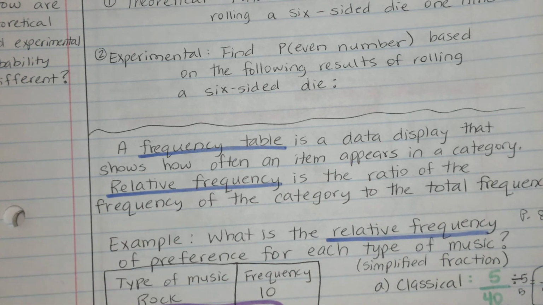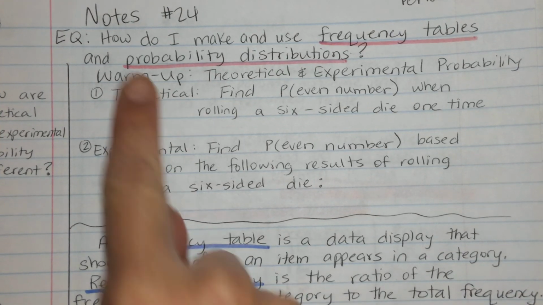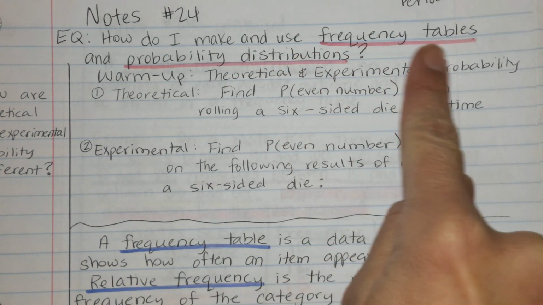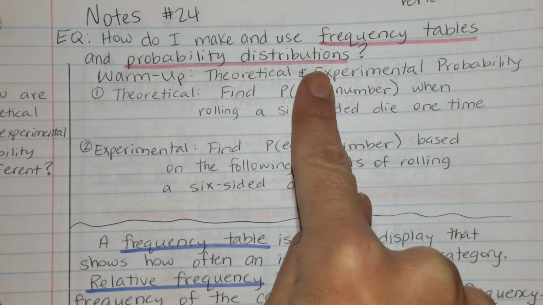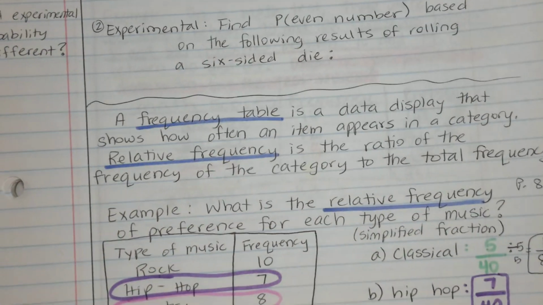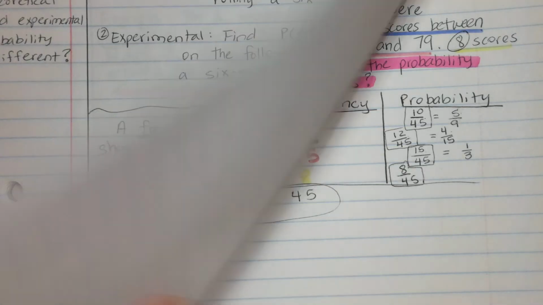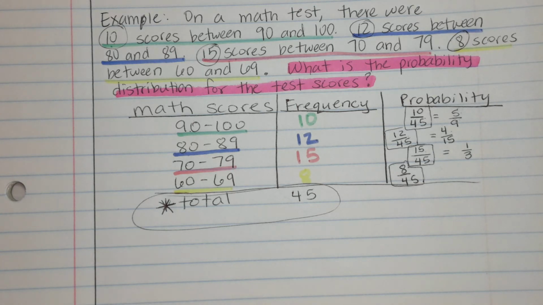All right, so just don't forget to do your 3 questions on the left in a summary. Remember in your summary, answer the essential question: How do I make and use frequency tables and probability distributions? Go back through your notes and study it and think about it, and pause it or go back and watch this again if you need to understand it better. After the notes, make sure you do MathExcel number 24.